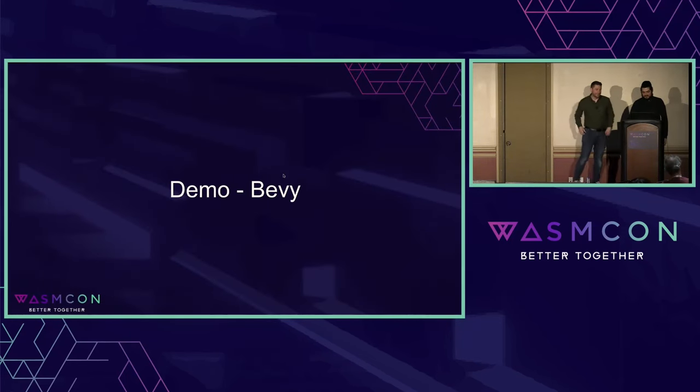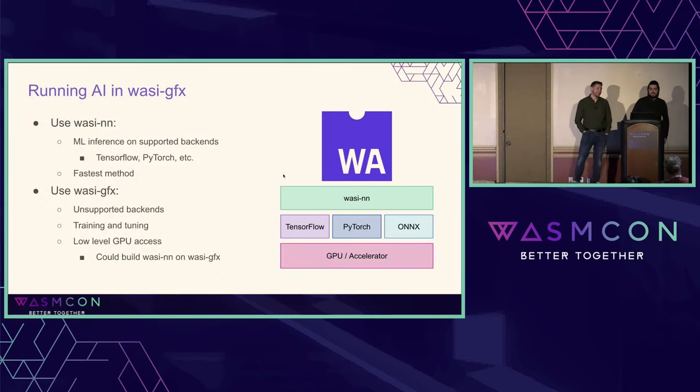All right. So we spoke about graphics, but what about AI? If you've been following the WASI ecosystem for a while, you've probably heard of WASI-NN. WASI-NN is really great if you want to run ML inferencing on a backend that they support, and they support most popular backends. In those cases, you probably just want to stick with WASI-NN. You're going to have an easier time, and it's probably going to be faster.